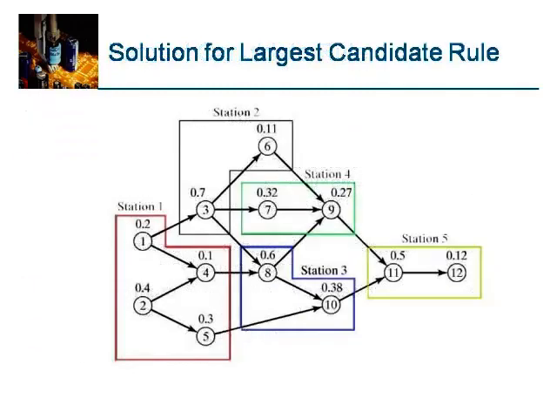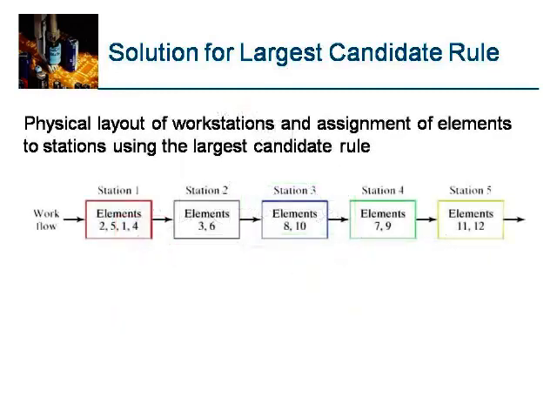So this is how you can see that in station 1, elements 1, 2, 4, 5 can be added. Station 2, elements 3, 6 can be added. Station 3, elements 5, 8 and 10 are added. If you take the total time here, for station 2 it is 0.81, and for station 3 it is 0.98, and like that for all the stations we can calculate.